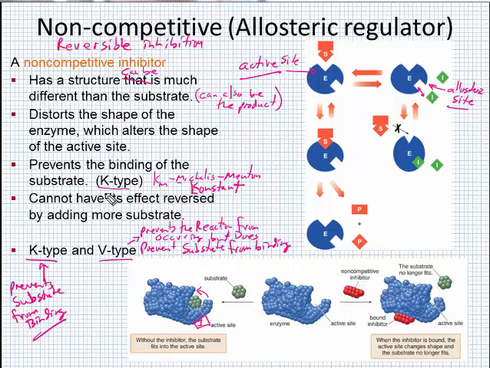So the K, why? Because it's the Michaelis-Menten constant, which is a measure of how well the enzyme binds the substrate. So if it has to do with substrate binding, it's the K-type. The V-type has to do with the speed or velocity, right? It prevents the reaction from occurring. It slows the reaction down, slows that catalytic cycle of closing down, reaction occurring, opening back up. So V stands for velocity or speed.